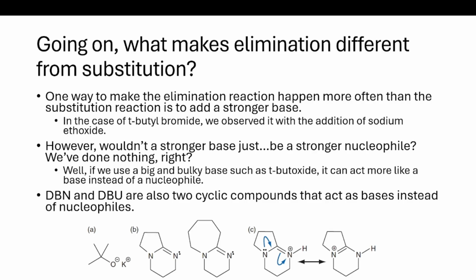However, if we use a really big and bulky base, say for example t-butoxide, which is found in potassium t-butoxide, what happens is, because it's so bulky, instead of acting like a nucleophile that can substitute, it acts more as a base. In addition, instead of using potassium t-butoxide, we can use DBN and DBU, which are two cyclic compounds that also act as bases instead of nucleophiles.